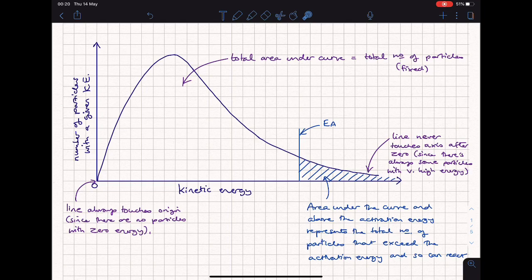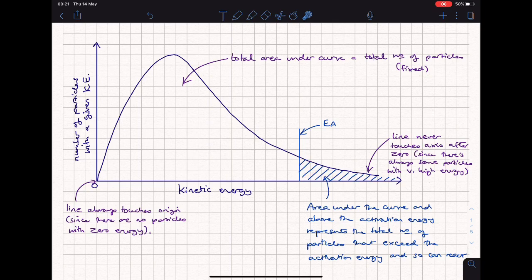So what I've done here is, on the energy axis, I've put in a line to show the activation energy for a reaction involving these particles. So therefore the area under the curve beyond this activation energy line will represent the total number of particles that have sufficient energy to react. So the area under the curve and above the activation energy represents the total number of particles that exceed the activation energy and so can react. So that's the sort of wording you would use to explain this area here.